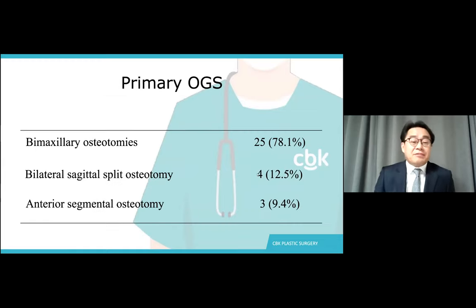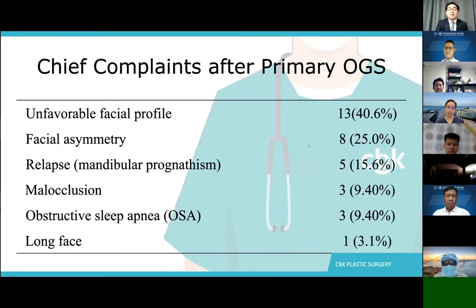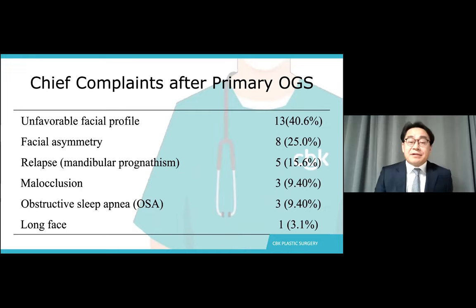Primary OGS was as follows. 2-jaw surgery was 78%, 1-jaw surgery was 12%, and anterior segmental osteotomy, ASO, was 9.4%. The chief complaints of the redo OGS cases were as follows. Unfavorable facial profile was 40%. It's the aesthetic aspect. Facial asymmetry was 25%, relapse was 15%, and malocclusion or obstructive sleep apnea was 9.4%, and long face was just one case.